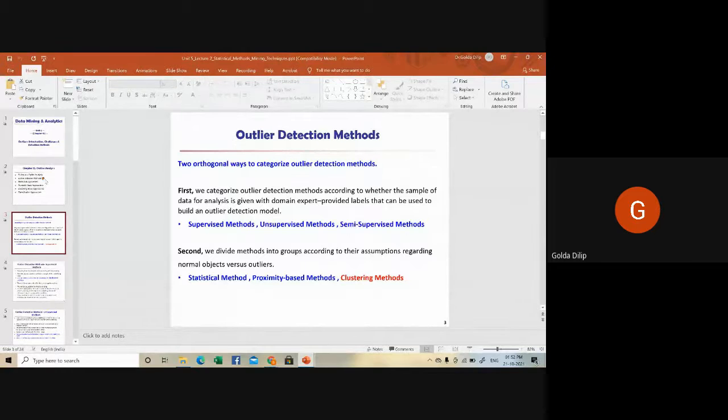So that will complete the first half, in fact three-fourths, of your fifth unit. And the second half is all about applications of data mining, where we have to take up three case studies. That's it. With that, we'll be winding up the portions. So these are the different outlier detection methods.